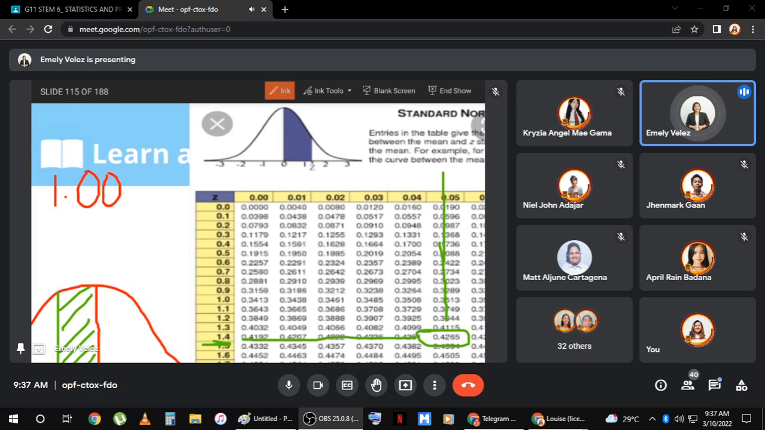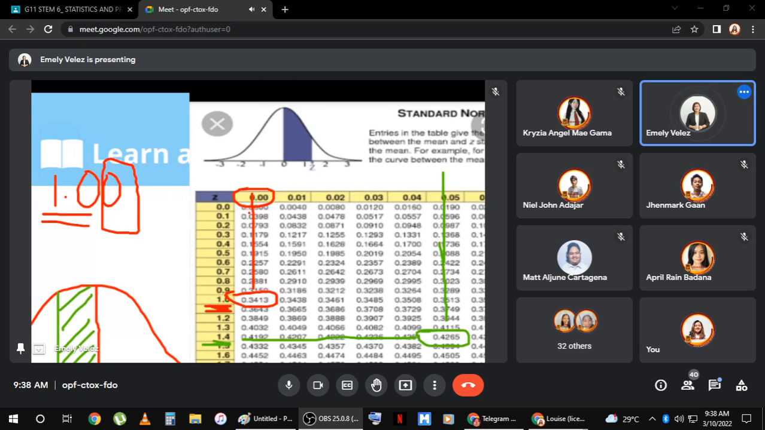So where do we locate our answer here? The first two digits we look at in the vertical column, and the last digit in the horizontal row. Here's the 1.0, and the last digit is 0, so where they meet is 0.3413. Okay? That's how we use the Z table to identify the area of the shaded portion under the normal curve.